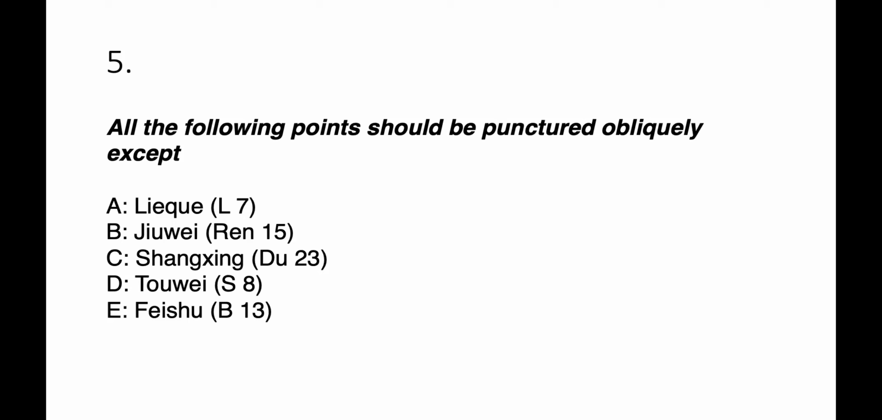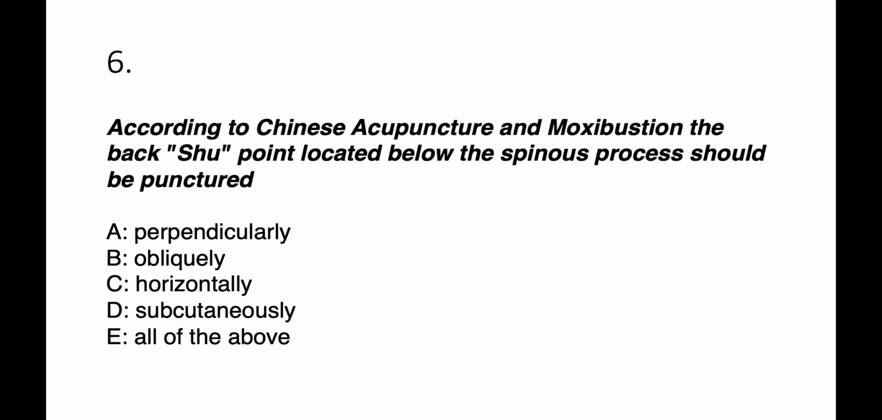Lung 7, I think it's understood. Diba? Okay. Bladder 23, alam nyo na po nasaan. Diba? Okay, let's go to number 6.